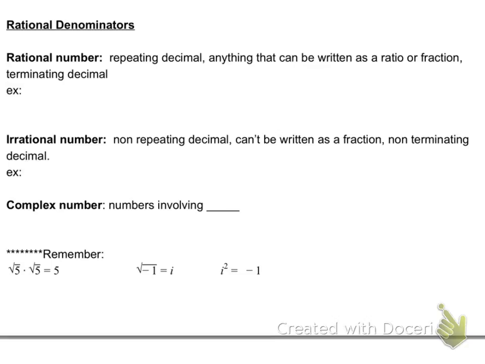So that's enough about lines. Let's talk about rational denominators, or rationalizing denominators. So remember that a rational number is anything that can be written as a ratio or a fraction. Basically, repeating decimals can be, terminating decimals, etc. So 1/3 is the same thing as 0.3 repeating. Also something like 0.125, which actually can turn into 1/8. So those are all things that are rational numbers.